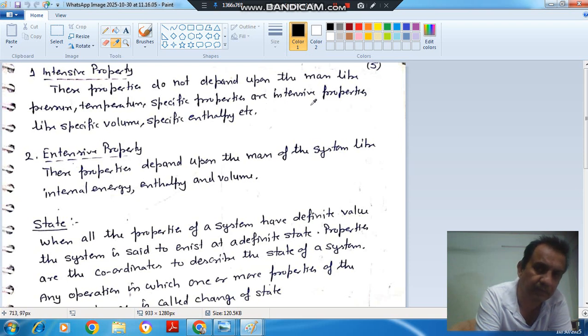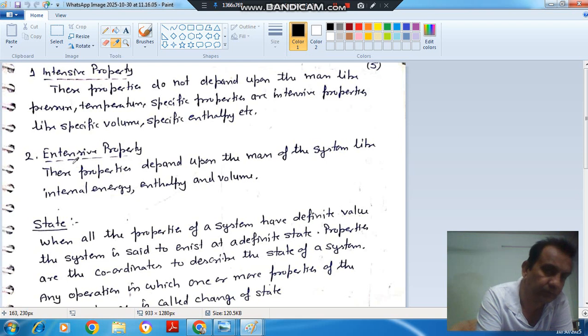Specific properties are intensive properties. Specific property means when we divide an extensive property by mass, then it becomes a specific property. Like specific volume, that is volume by mass. Specific enthalpy, that is enthalpy by mass. So their dependence on mass is cancelled out because this is specific. These are the properties per unit mass. Specific volume, specific enthalpy, these are intensive properties. However, volume and enthalpy are extensive properties because they depend upon mass.